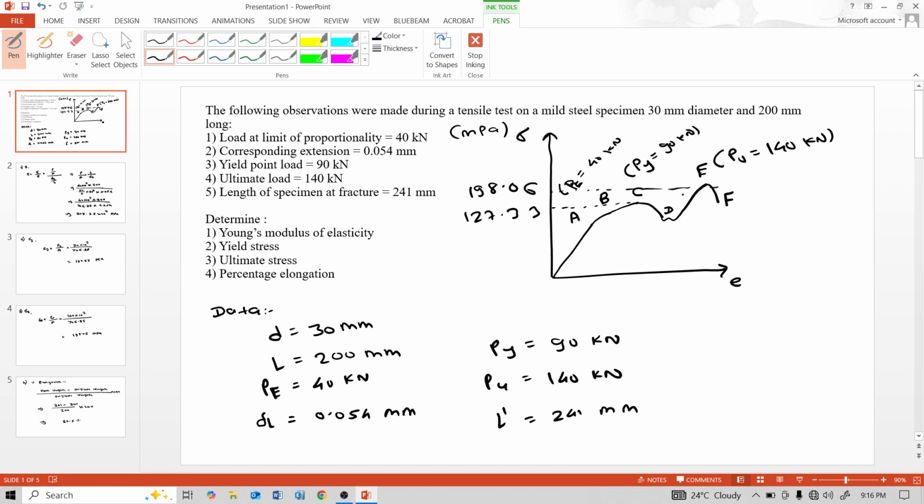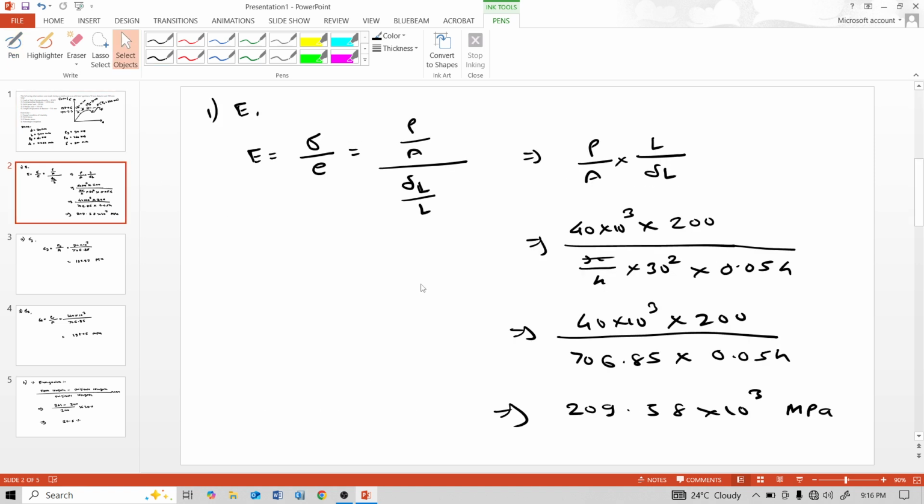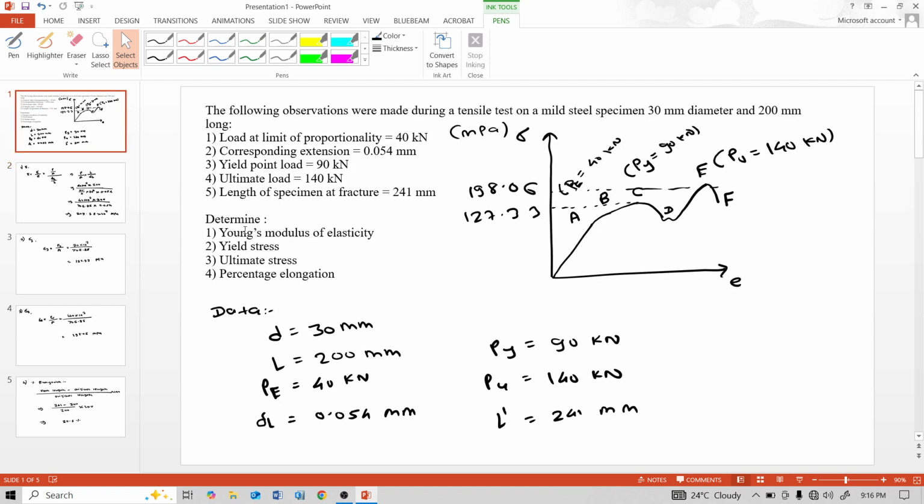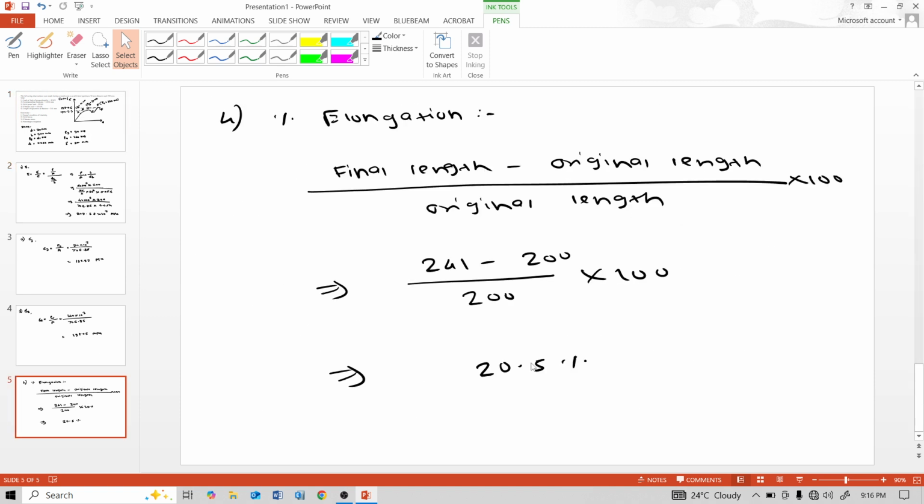So see, the load at this ultimate point is 140 kilonewton and the stress at this ultimate load point is 198.06 MPa, and the load at this yield point is 90 kilonewton and the stress at this yield point is 127.33 MPa, and Young's modulus is 209.58 into 10 raised to 3 MPa, and percentage elongation is 20.5%. Thank you very much.